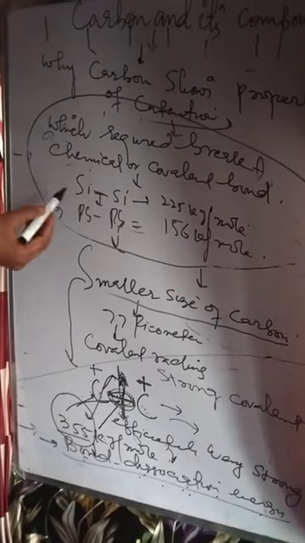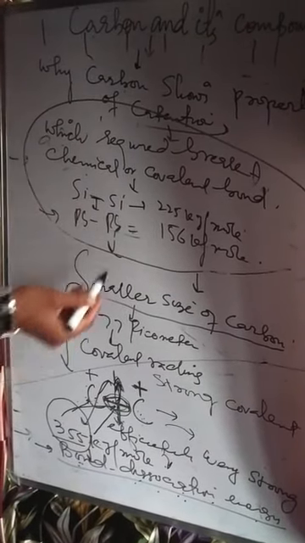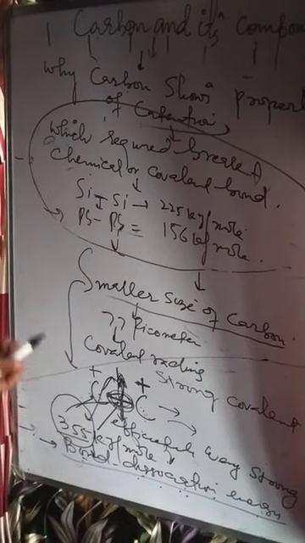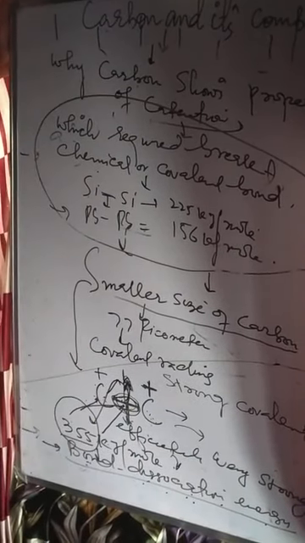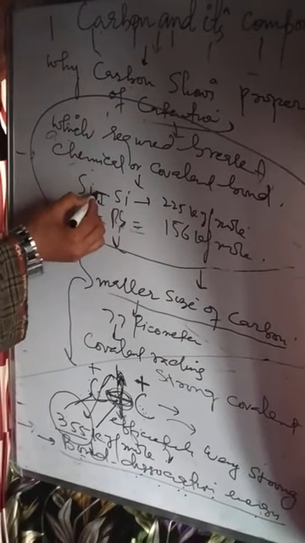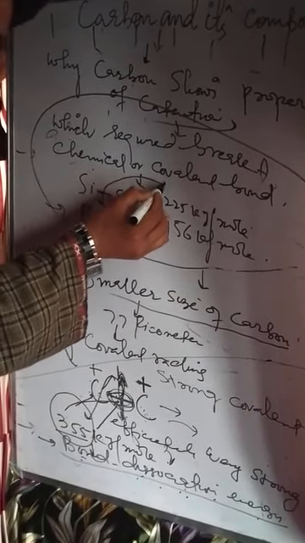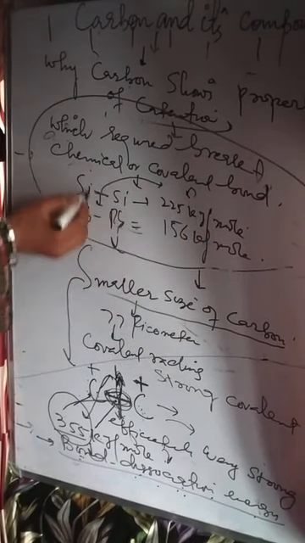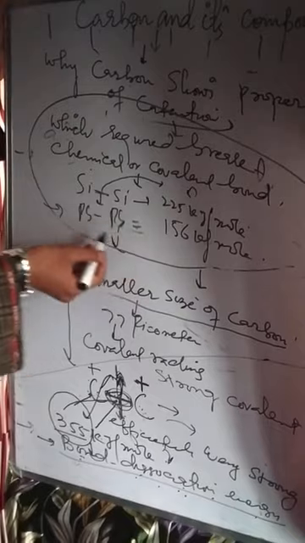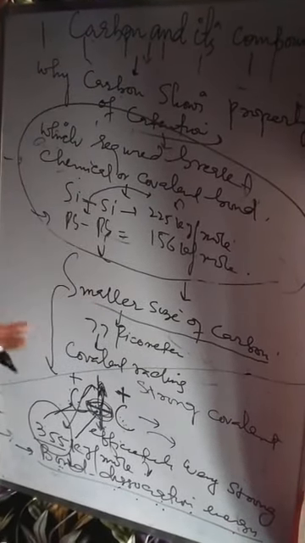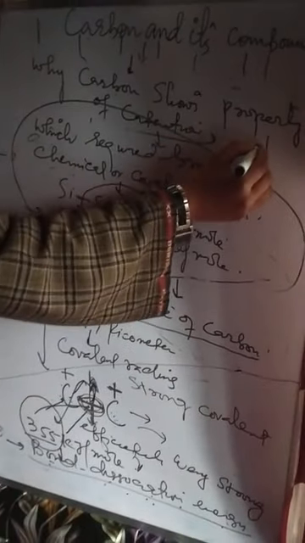The question arises, why only carbon shows the property of highest catenation? Why not silicon? Why not lead, tin, germanium and all that? It's because the bonds they form are very weak, and it needs a lesser amount of energy than a carbon-carbon bond to break these silicon-silicon bonds and lead-lead bonds. It's because of this property of catenation that carbon forms millions and trillions of compounds.